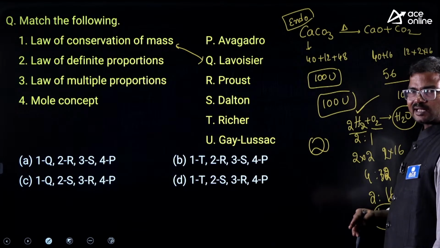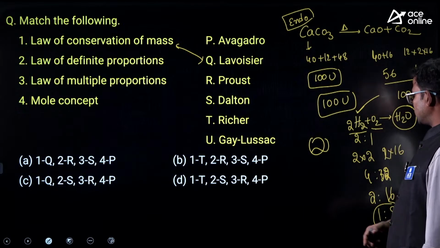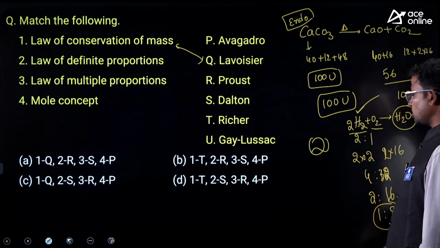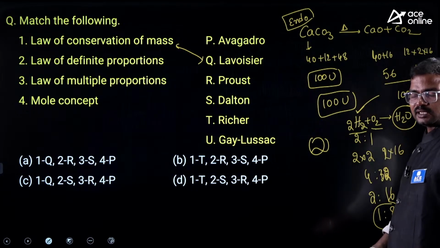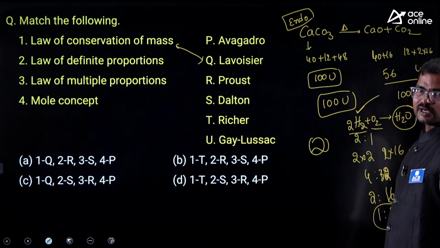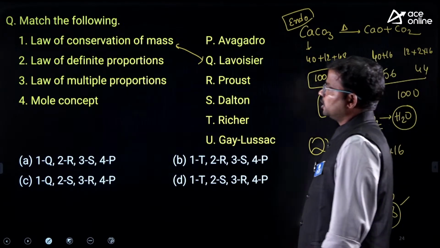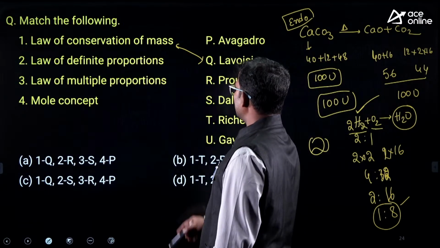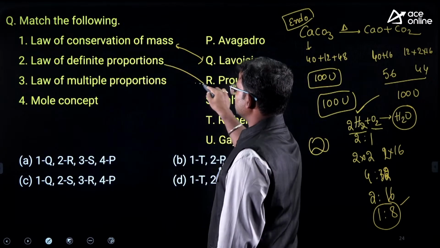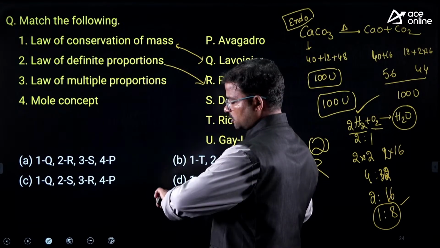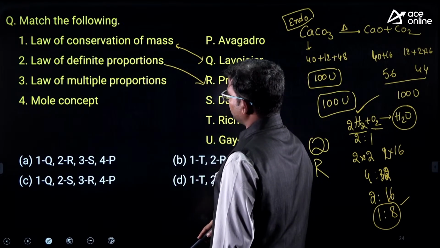Suppose a Nobel laureate makes a water molecule, they should also follow the same mass ratio. Otherwise it's an impossibility to get water. This is called the law of definite proportions. Actually it was proposed by Joseph Proust.